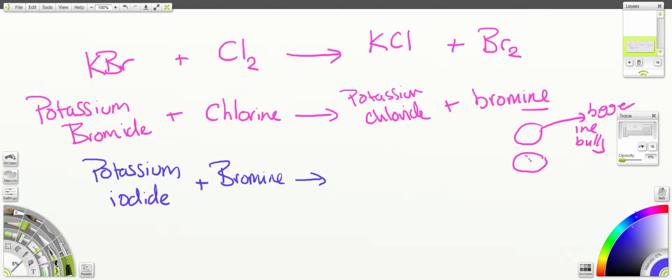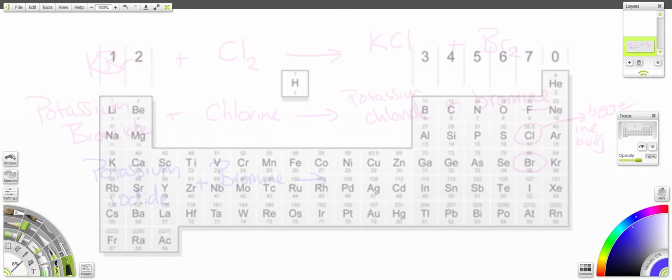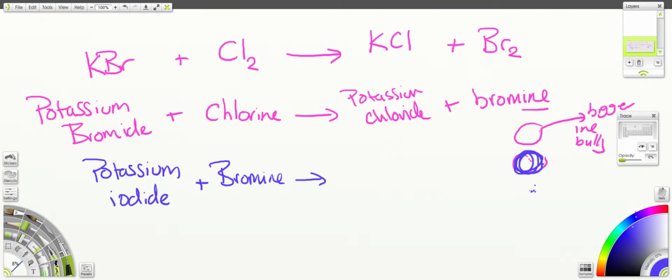Now to figure it out, let's go back to our periodic table. So remember it's potassium iodide with bromine. Now can you see that bromine can bully iodine because bromine's above, so bromine is going to steal whatever iodine has. So yes, is there going to be a reaction? Yes, because bromine can bully iodine. So potassium iodide plus bromine is going to make potassium bromide. Now notice the iodine turns to iodide because it's now with somebody, plus your iodine.